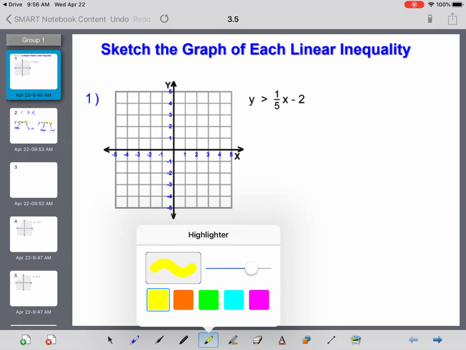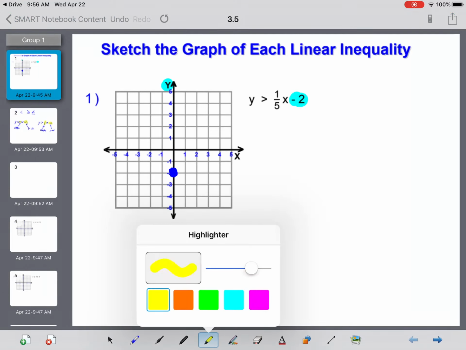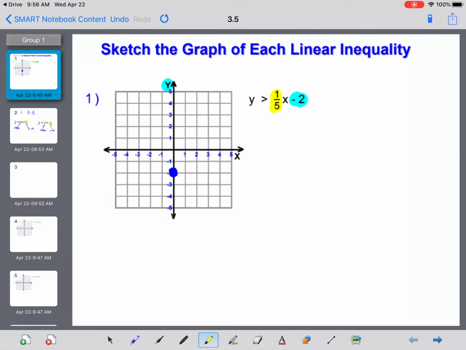When we go back, like we stated, and I'm going to make these distinct, our y-intercept, or our b value, is -2. So on the y-axis, I need to find -2 and put a point right here. Now the slope, or the rise over the run, is 1/5. So what is that telling us to do? Go up 1 and to the right 5. So I'm going to follow that from our point at -2. Go up 1 and over 1, 2, 3, 4, 5.